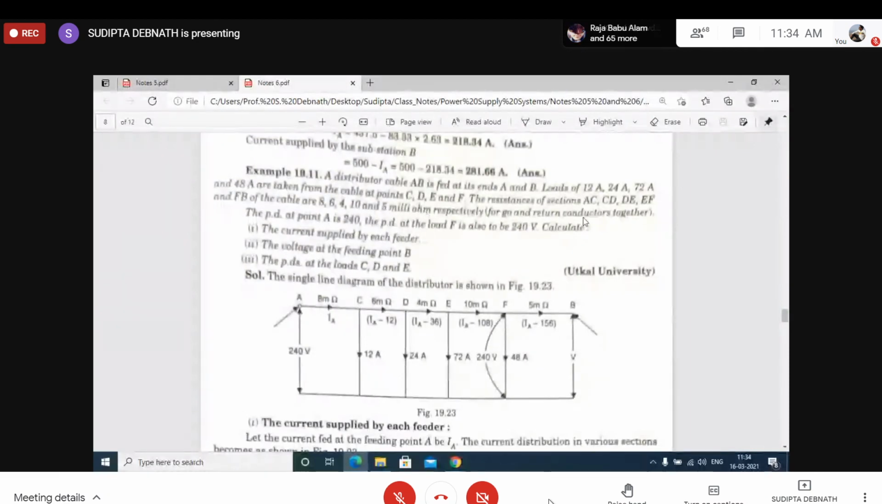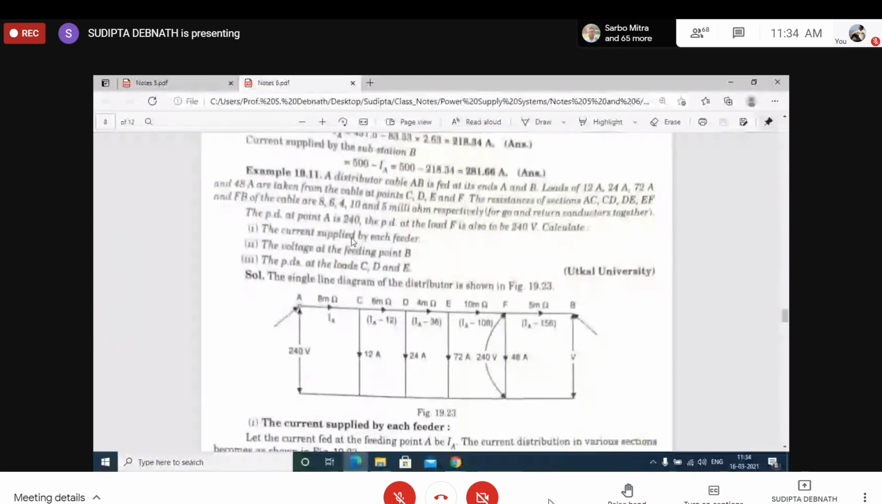Potential at point A is 240, potential at load F is given at an intermediate point. So here also 240, here also 240. This is not possible for a single end, because as it is fed at both ends, the voltage here is equal to the voltage here, but here again the voltage will increase. So you need not bother, whatever data you have is sufficient. Calculate the current fed by each feeder.